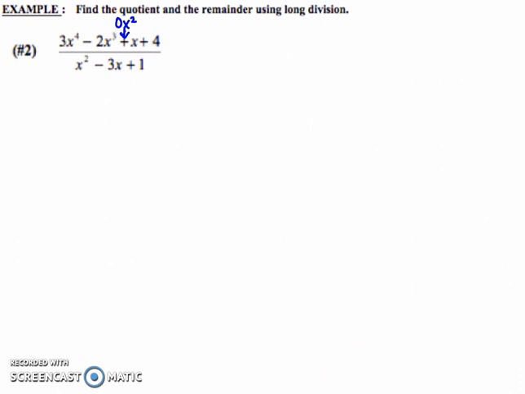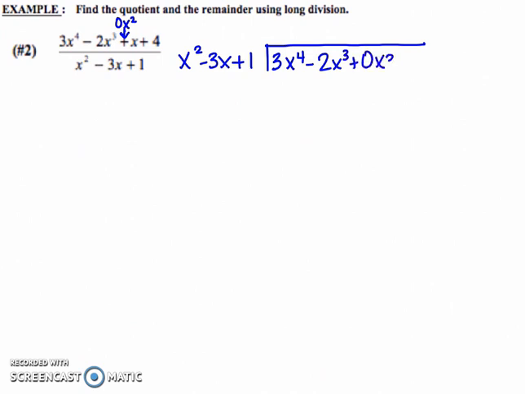So we're going to set this up the same way. We're going to put our x squared minus 3x plus 1, that's our divisor, on the outside of the bar. And underneath the bar, we're going to put our dividend, which is 3x to the 4th minus 2x cubed plus 0x squared plus x plus 4. This one's going to be kind of a long one because we've got a lot of terms. This isn't hard. It just takes some patience and some good bookkeeping.